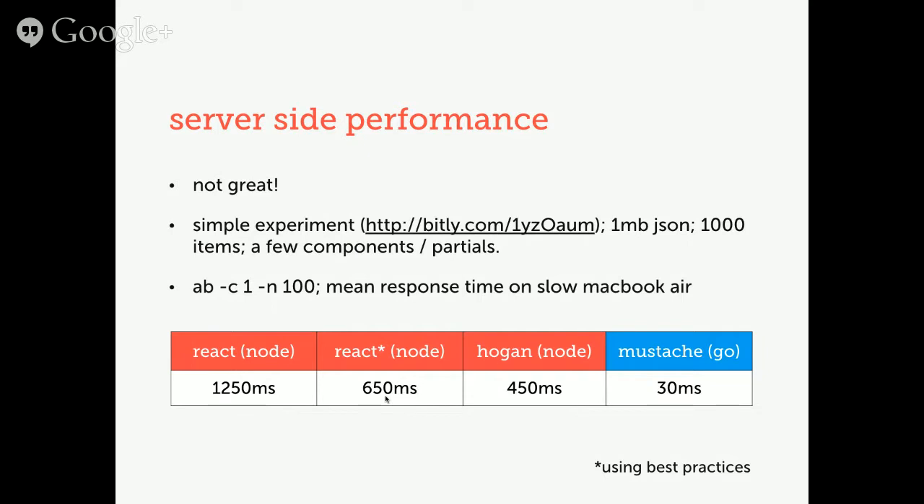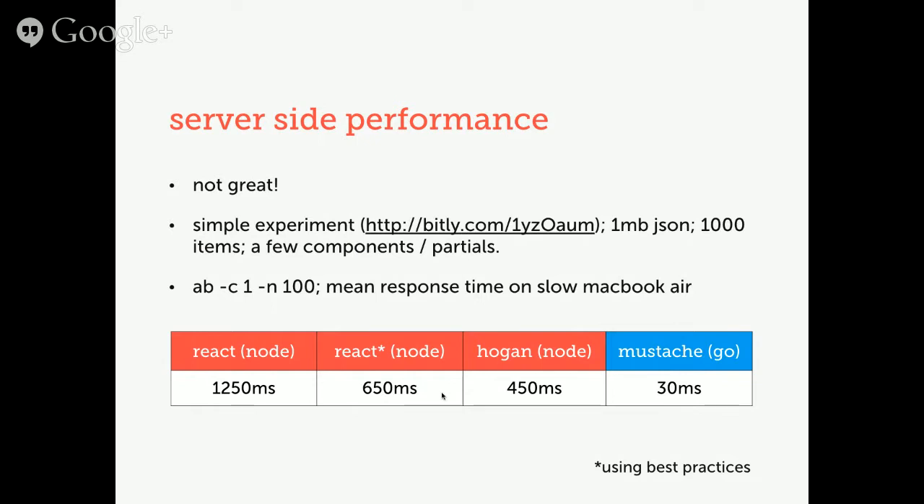That would be time to first byte. Yeah, so that's just the server response. Then using the React best practices, which I'll get into in a minute, I was able to get that down to 650 milliseconds. But then creating the same exact HTML structure using Mustache, rendering from Node itself, I was able to get that to 450 milliseconds.